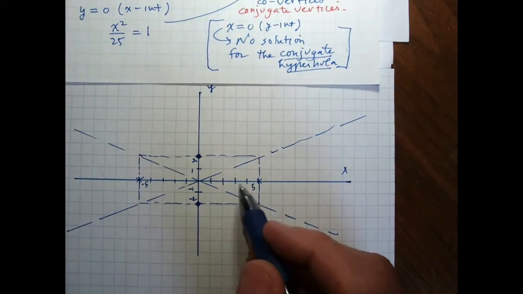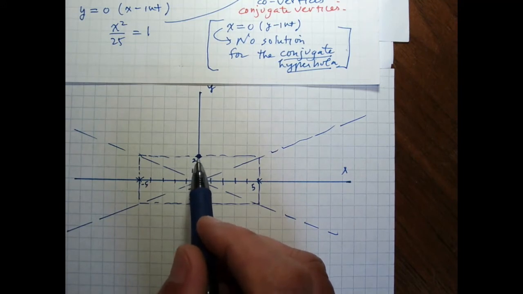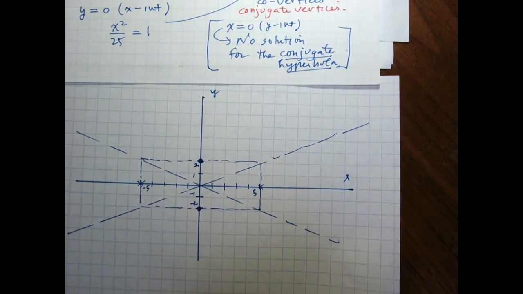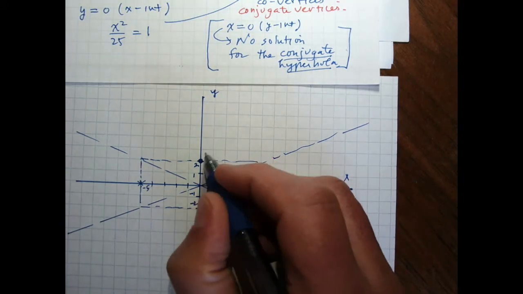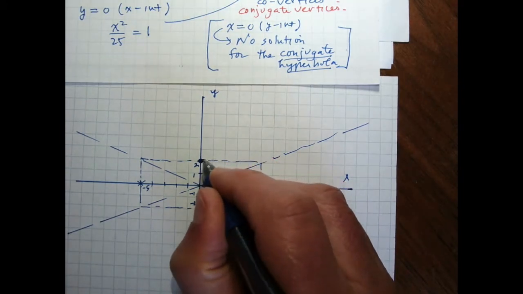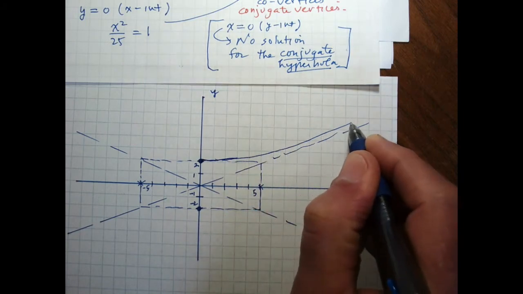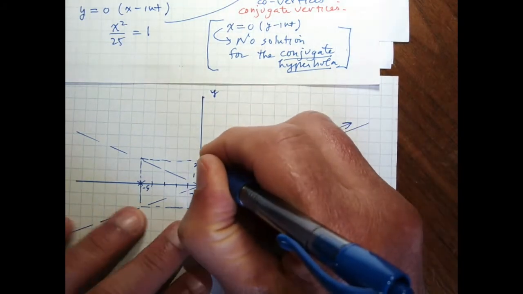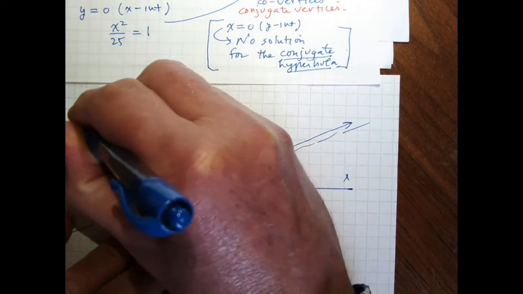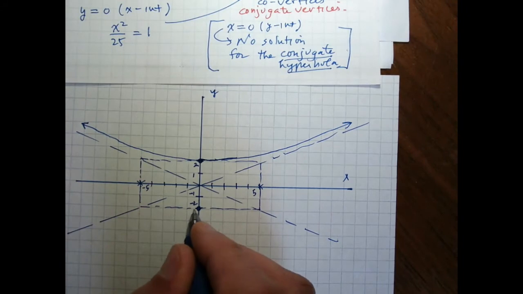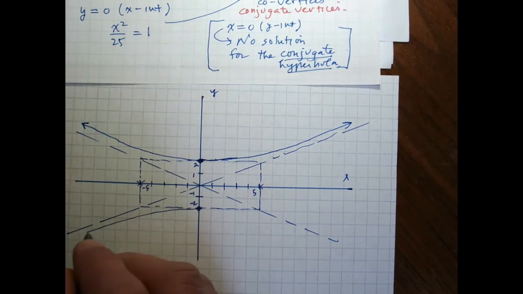And so for this example, because my actual vertices are on the y-axis, I'm going to have a hyperbola that has a piece above, kind of approaching those asymptotes, and it's going to have a piece, another branch below.